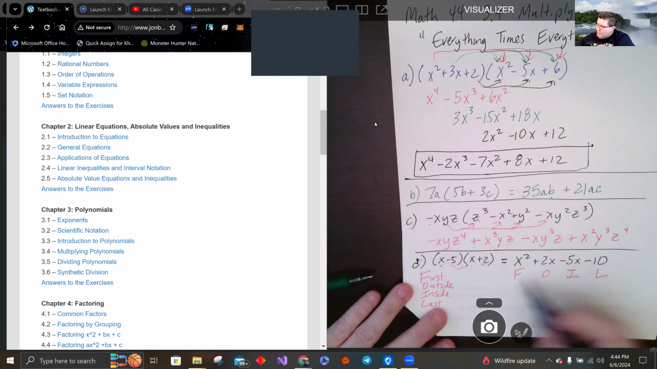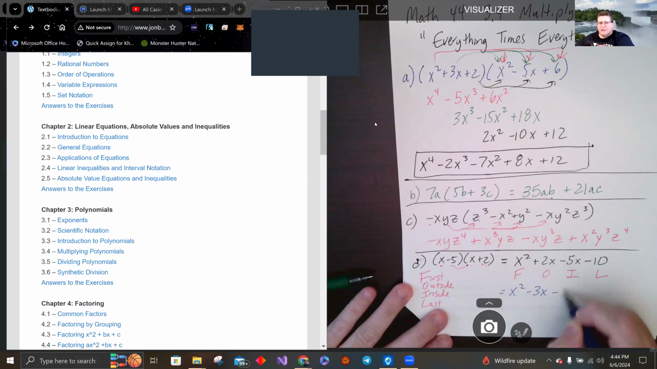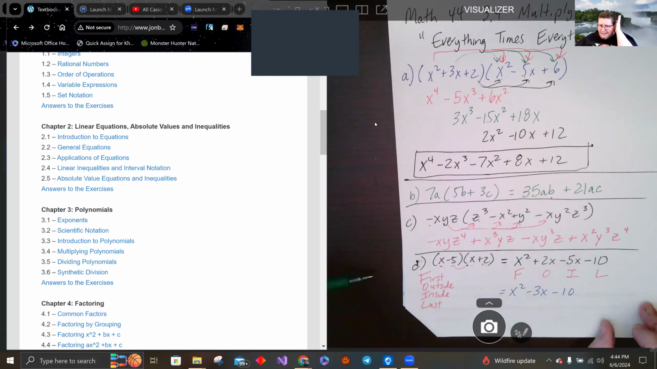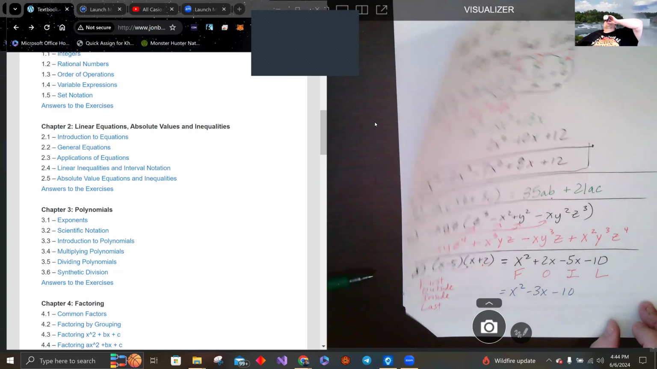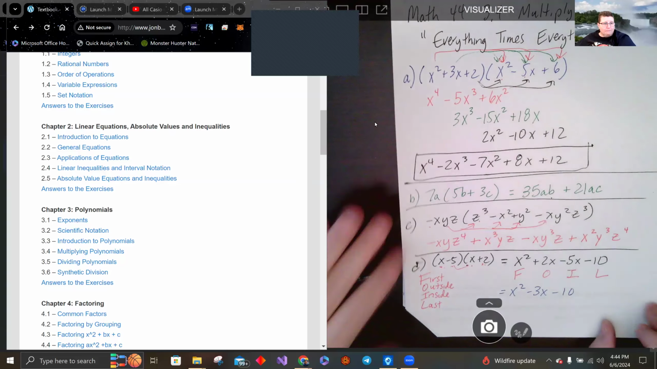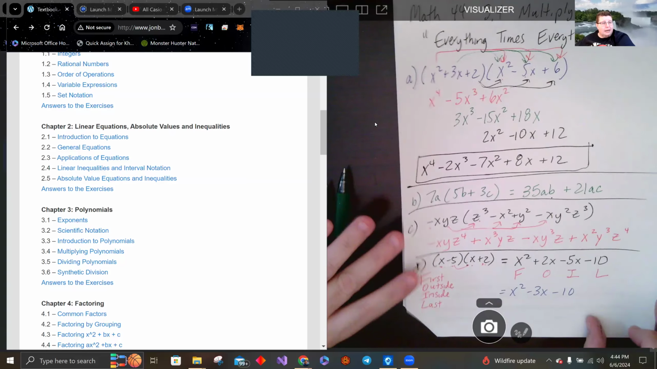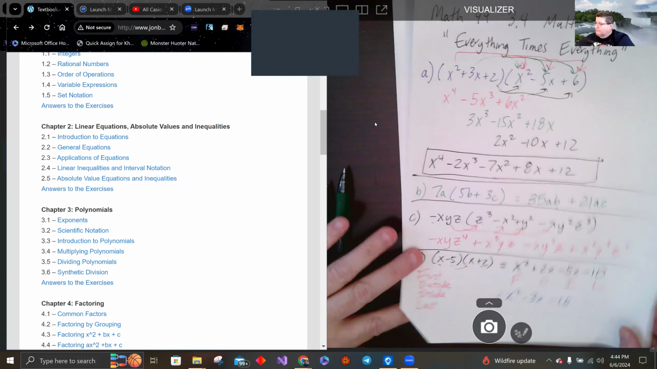We're not done here. We want to combine like terms. And the 2x and minus 5x go together as negative 3x. All right. Let's do another one.